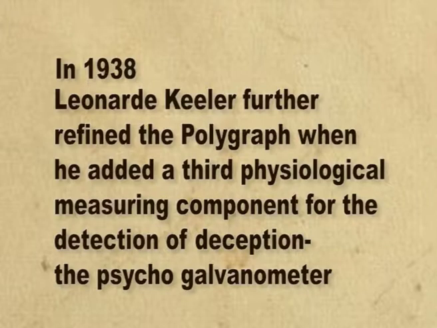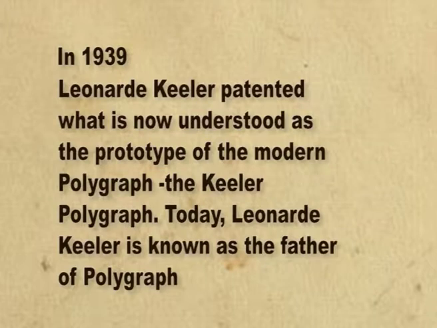In 1938, Leonarde Keeler further refined the polygraph when he added a third physiological measuring component for the detection of deception, the psychogalvanometer, a component that measured changes in a subject's galvanic skin resistance during questioning, thus signaling the birth of the polygraph as we know it today. In 1939, Leonarde Keeler patented what is now understood as the prototype of the modern polygraph, that is the Keeler polygraph. Today, Leonarde Keeler is known as the father of the polygraph.